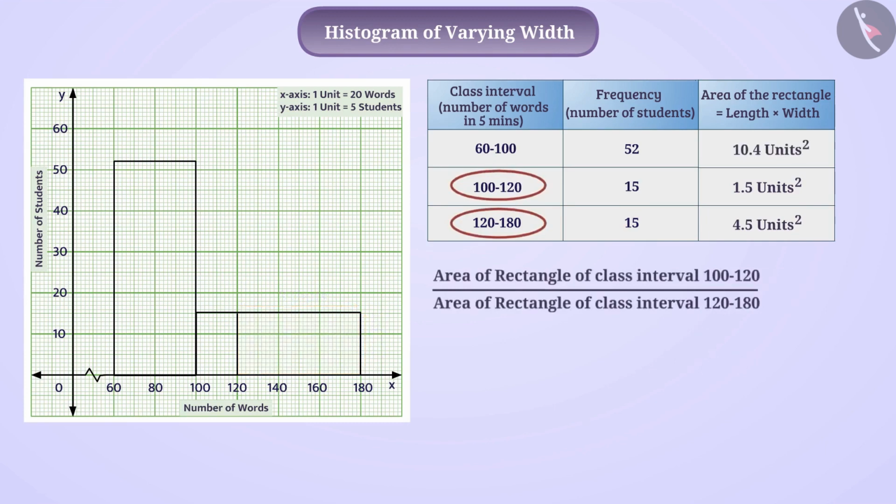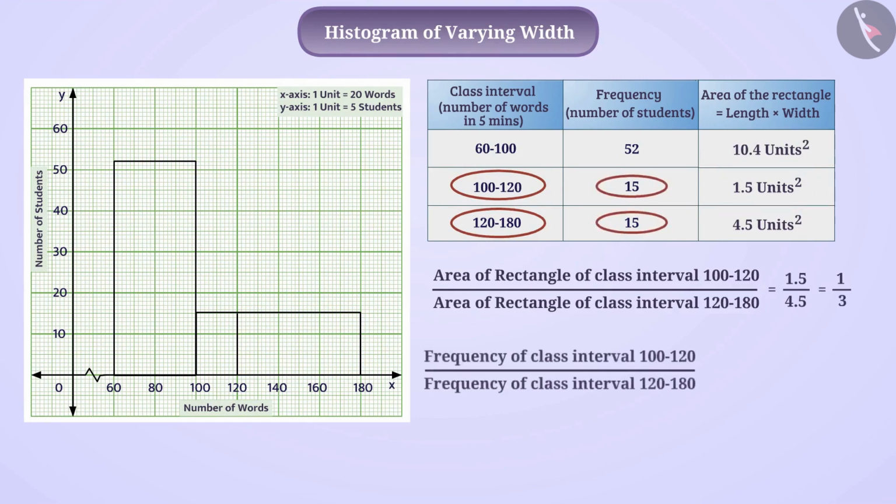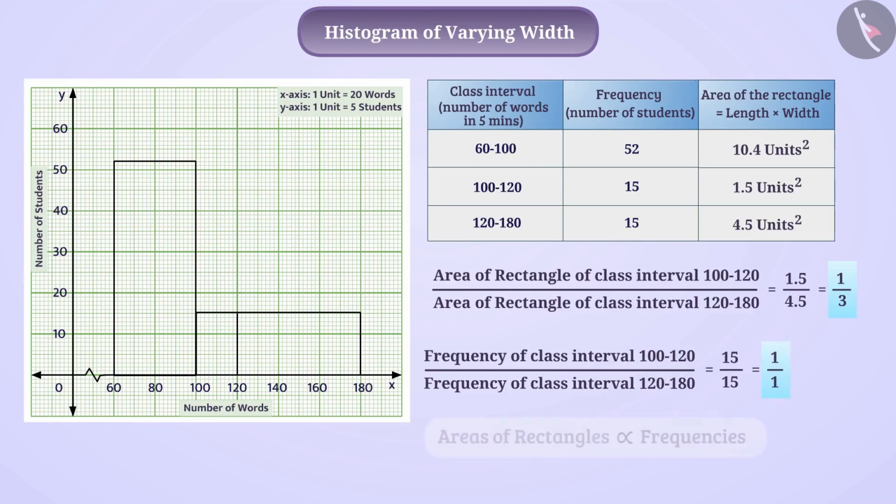The ratio of the areas of these rectangles is 1:3, but the ratio of frequencies of both these class intervals is 1:1. Since the ratio of areas of rectangles is not proportional to their corresponding frequencies, the areas of rectangles are not proportional to the frequencies here. That is, this histogram shows the wrong frequency of the corresponding class intervals. So this histogram is wrong.